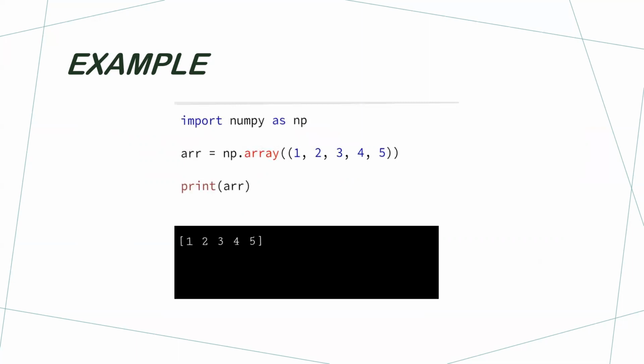And here we can see another example: import numpy as np, arr equals np.array of 1, 2, 3, 4, 5. Print arr. Here it prints only the list of the array. That's it.